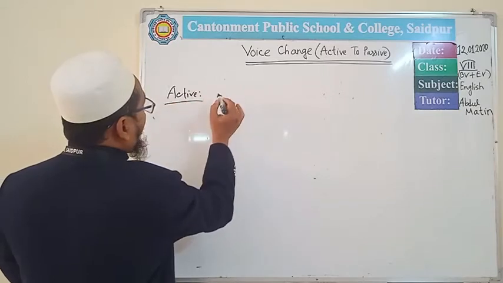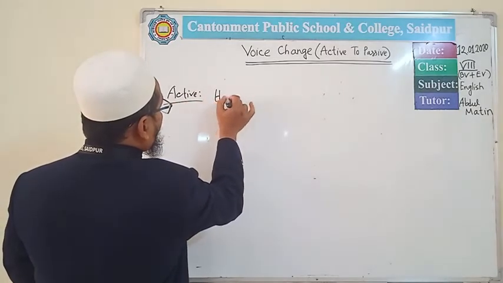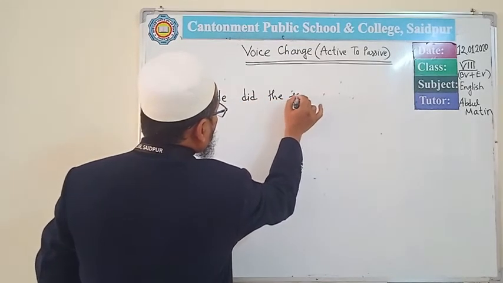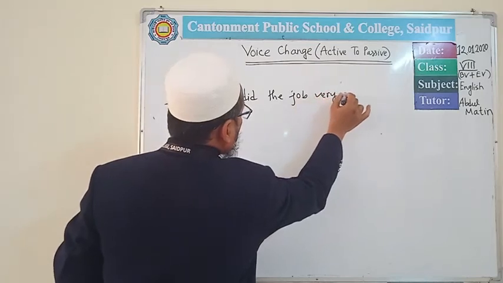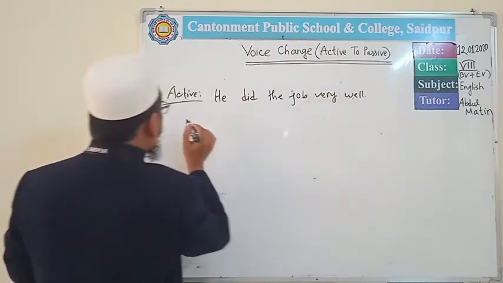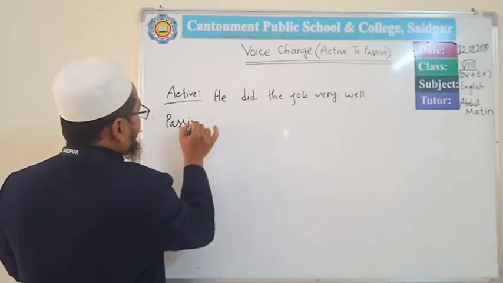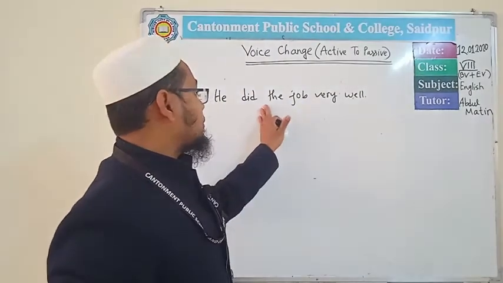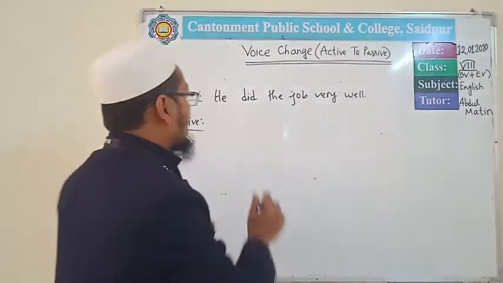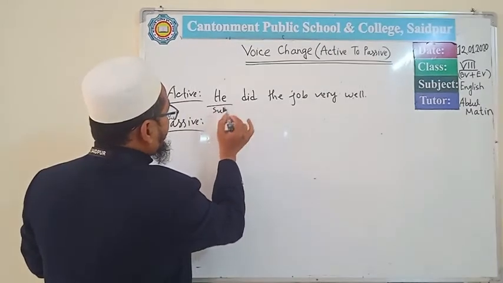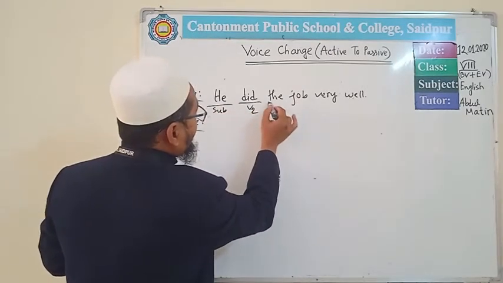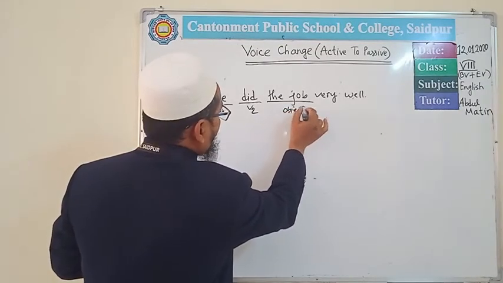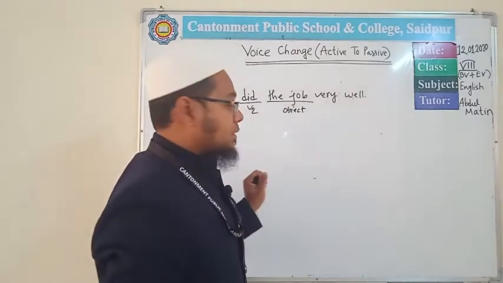Active: He did the job very well. Passive. It is a structure of past indefinite tense, subject plus verb plus object and extension. Here the subject is he, did is the verb, and the object is the job. And these are the extension of this sentence.